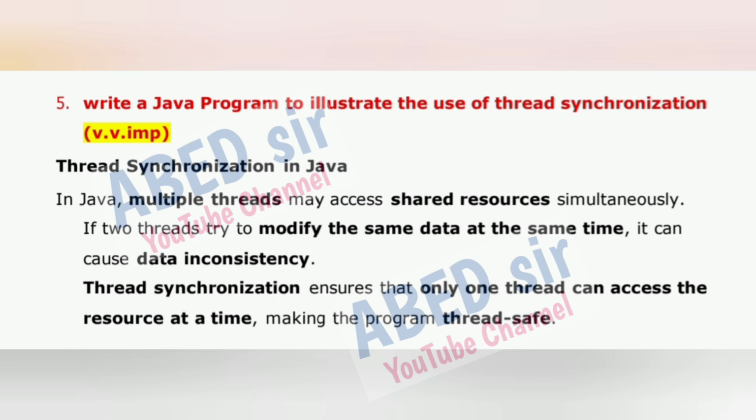Thread synchronization in Java. In Java, multiple threads may access shared resources simultaneously. If two threads try to modify the same data at the same time, it can cause data inconsistency. Thread synchronization ensures that only one thread can access the resource at a time, making the program thread-safe.